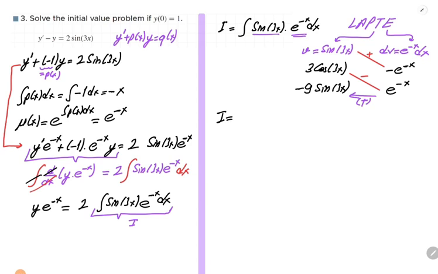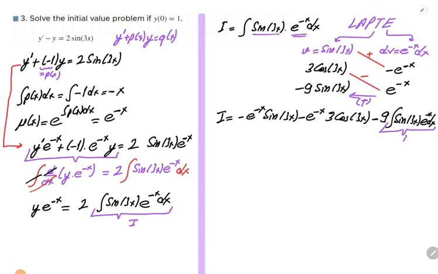So our integral appears to be the first cross, plus e to the minus x times minus e to the minus x, plus minus makes a minus, sine 3x, and the second cross, minus e to the minus x times 3 cosine 3x, and finally my integral, minus 9 integral of sine 3x e to the minus x dx. And here, guess what? I have I again.